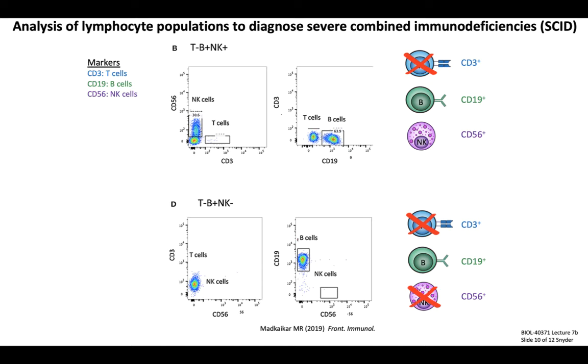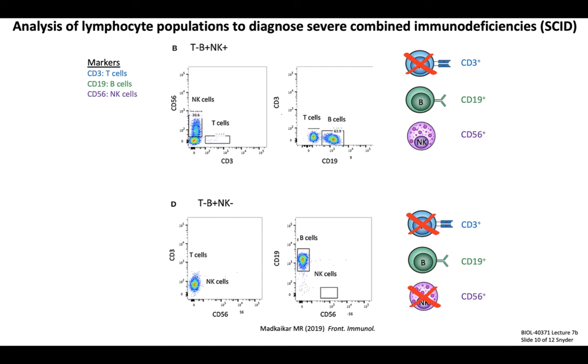The top panel in this figure shows flow plots for a patient that lacks T cells, but still has both NK cells and B cells. So this patient is listed in the panel title as being T negative, B positive, and NK positive. You can see in the left panel that there are no CD3 expressing T cells in the PBMC sample, but plenty of CD56 positive NK cells. In the right panel, again, there are no CD3 expressing T cells, but plenty of CD19 expressing B cells.